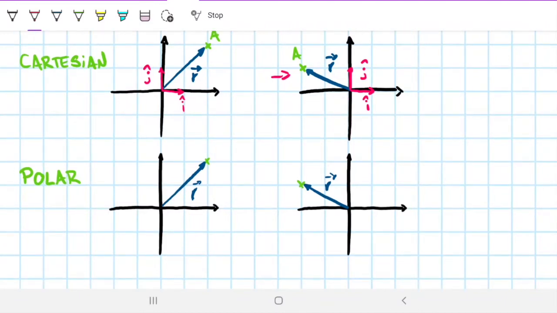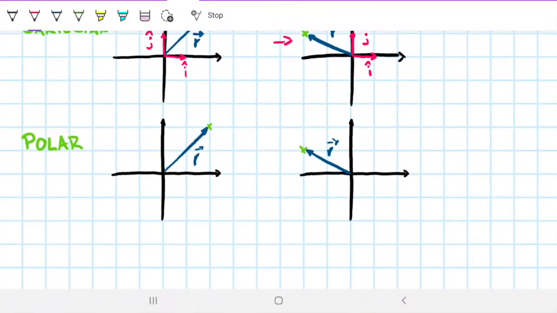On the polar one, things change a bit. Because on the polar one, I'm going to have a unit vector that's always going to point in the same direction as my position vector. And that's what we call r hat. And perpendicular to that, always perpendicular, I'm going to have what we're going to call theta hat. So we're going to take advantage of the angle theta here, and this magnitude here, to define the position on the polar system.